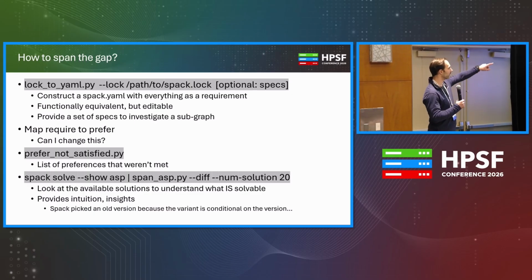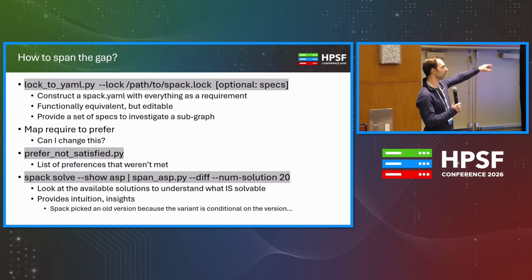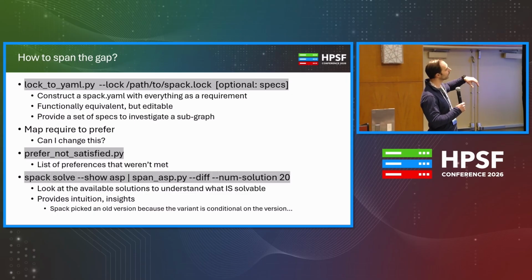And so that's kind of the next step in my process: this prefer not satisfied. So it's a very simple idea. You run over all of the preferences and you see if they are satisfied by the solution you compute. And the way I have it set up, it dumps out the full spec and then the part that wasn't satisfied and what it picked instead.